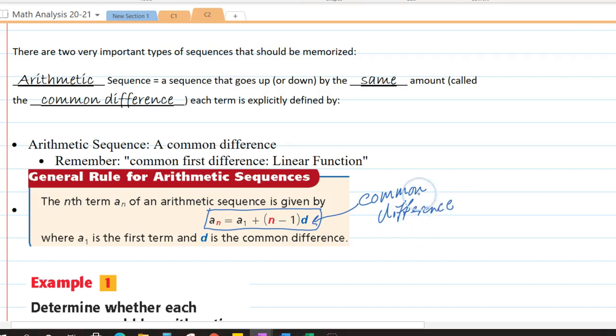Now think about it. What does the word difference mean in math? Well, difference means subtraction. And so that's exactly what we're going to do. We're going to subtract it once.